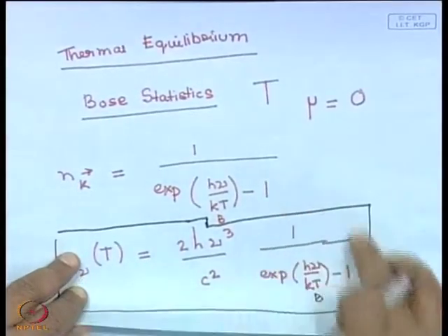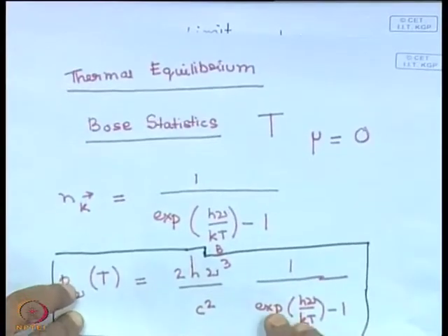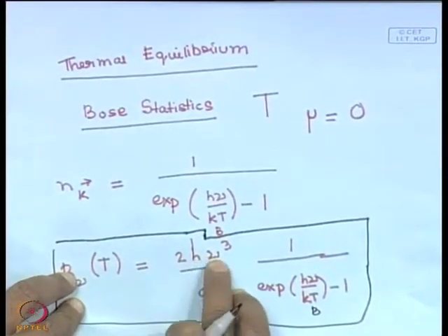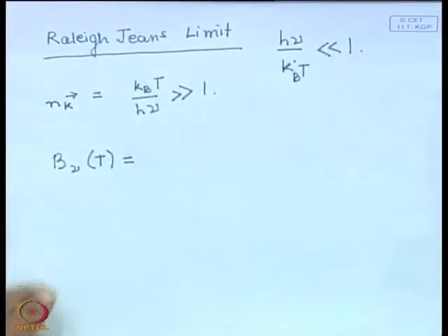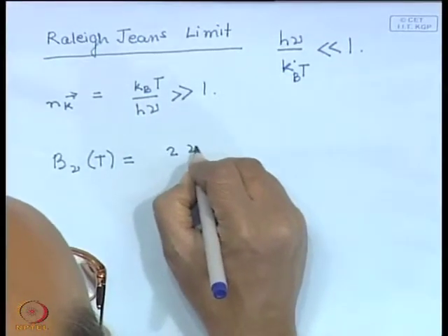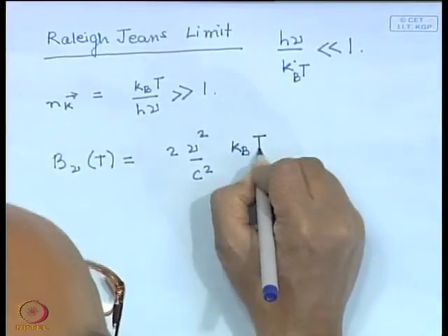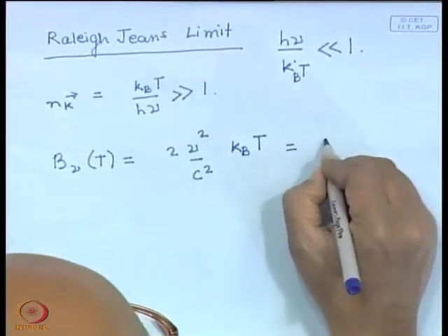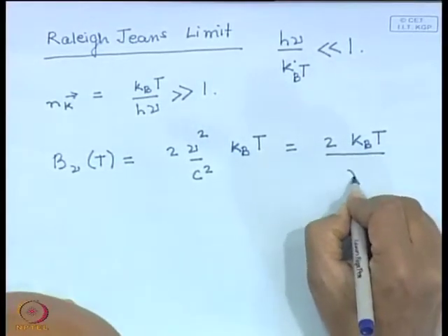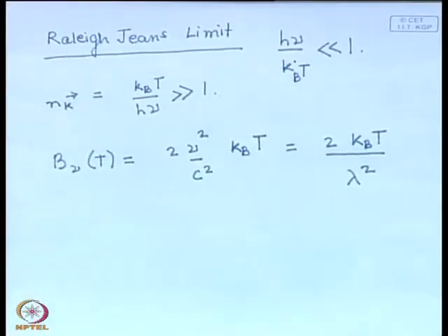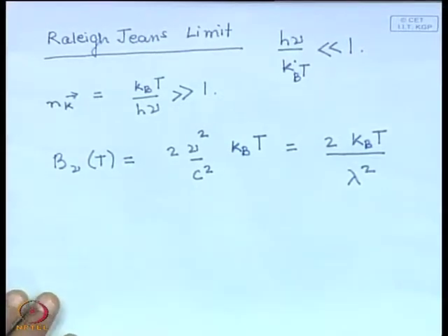So this whole factor is now k_B T by h nu. So, one factor of h nu cancels out, and what we have is 2 nu square by c square, the Boltzmann constant, times the temperature of the radiation, which can also be written in a form that is quite easy to remember, 2 k_B T by lambda square. Okay. So, in the Rayleigh-Jeans limit we see that the Planck function takes a relatively simple form.